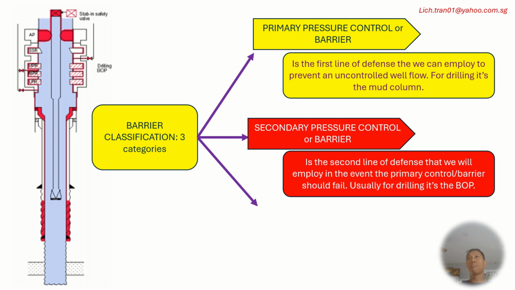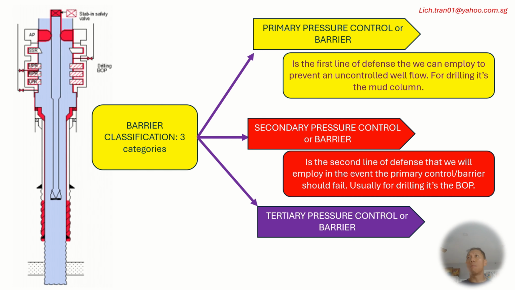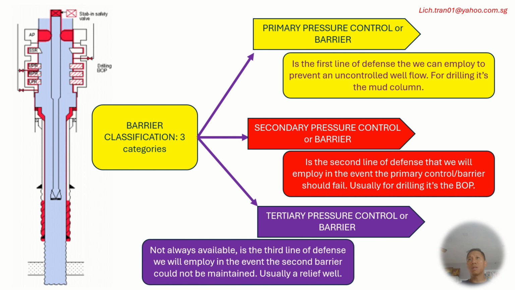And the next one is the tertiary pressure control or barrier. It is not always available, and it is the third line of defense that we will employ in the event of the failure of the second barrier. And usually for drilling, we mention it as the relief well.